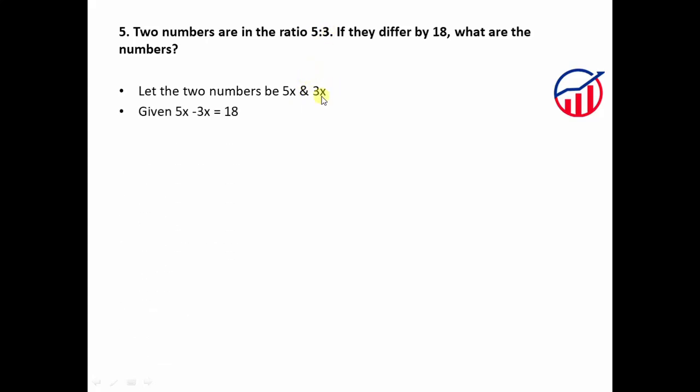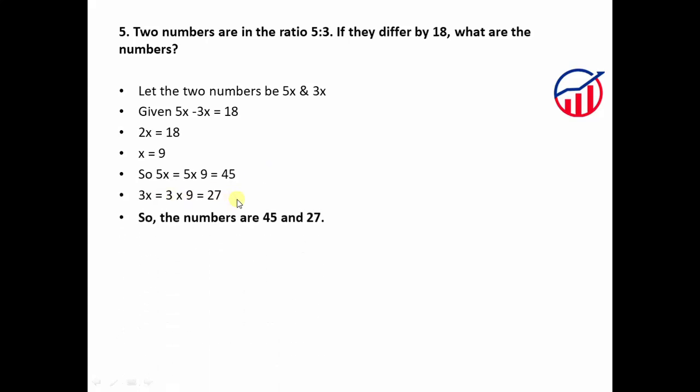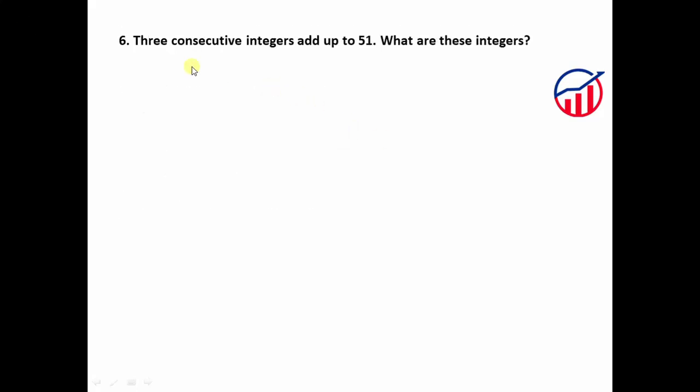The second information what we have is given that they differ by 18. So 5x minus 3x is 18. Now, if we solve this down further, you get what? 2x is 18. Hence, x is equal to 9. So 5x is what? 5 into 9, which is 45. And 3x is what? 3 into 9, which is 27. So the numbers are what? 45 and 27.